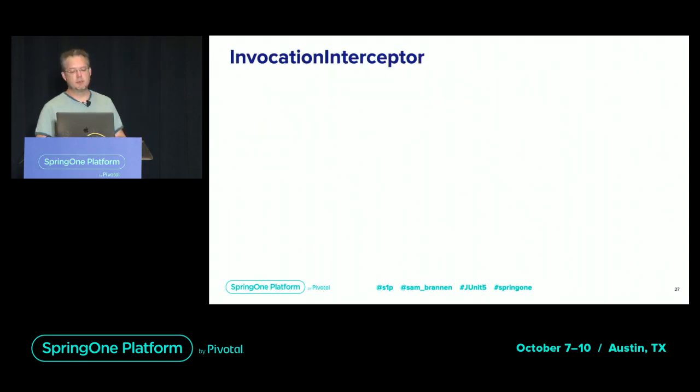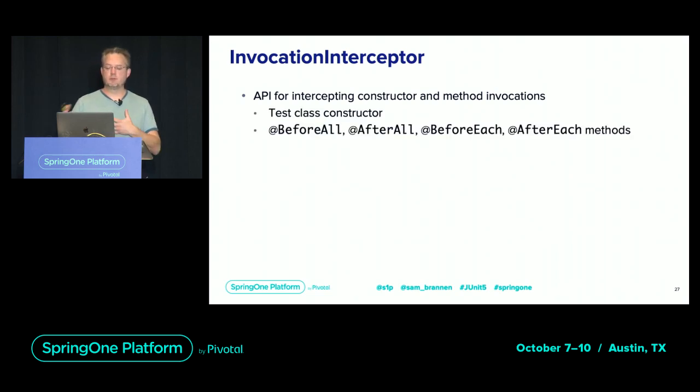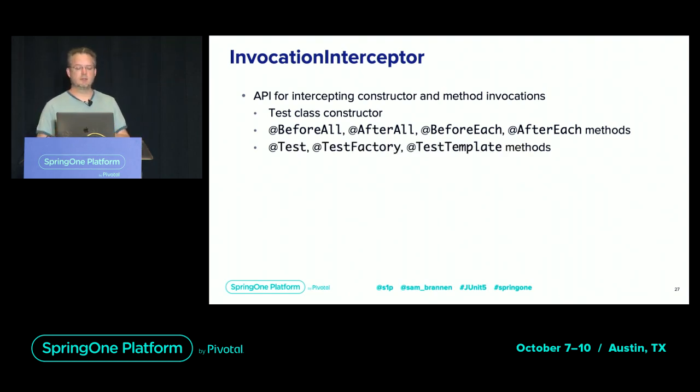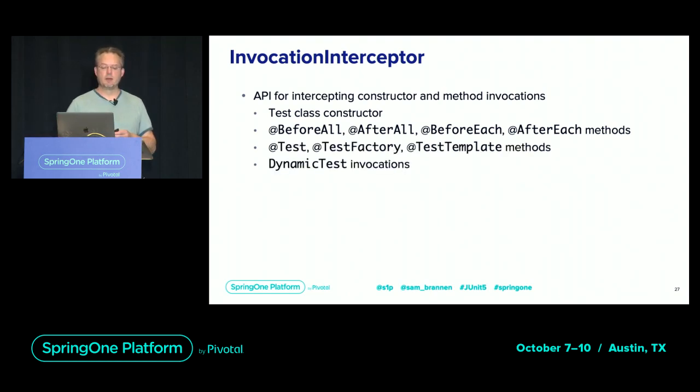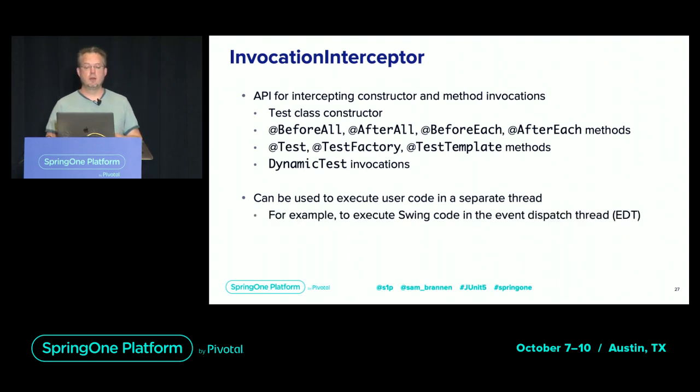So first up, this new InvocationInterceptor allows you to intercept the invocation of the test constructor or various methods. Like these BeforeAll and AfterAll lifecycle methods, also the test methods, test factory, and test template methods. In addition, individual invocations of the dynamic tests from that @TestFactory method. So why would you want to do that? One example is to be able to execute code in a separate thread. For example, you might want to do that if you have Swing code and you need to execute that in the event dispatch thread.